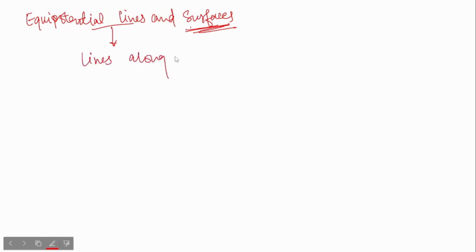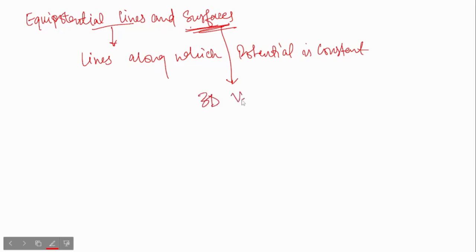along which potential is constant. Means when we move along the equipotential lines, the potential remains constant. Okay. And equipotential surfaces are basically a 3D version of equipotential lines. Okay, 3D version of equipotential lines.